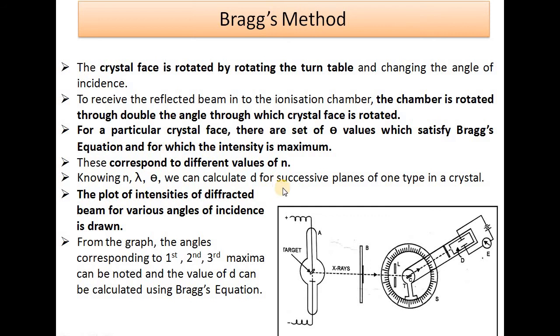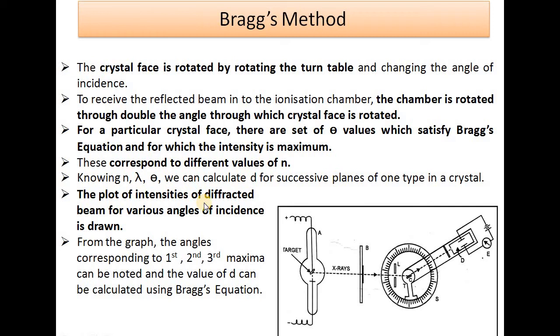For a particular crystal face, there will be a set of theta values which will satisfy Bragg's equation and for which the intensity will be maximum. These values will correspond to the different values of n, corresponding to first order, second order, third order, fourth order diffraction maxima. Now, knowing these n, lambda and theta values, we can easily calculate the distance d between successive planes of one type in a crystal.